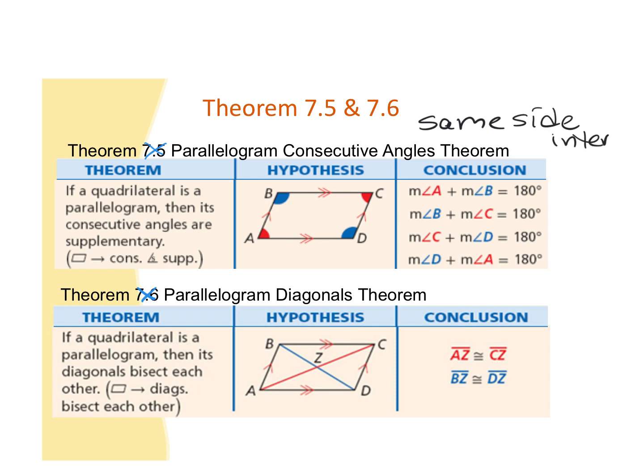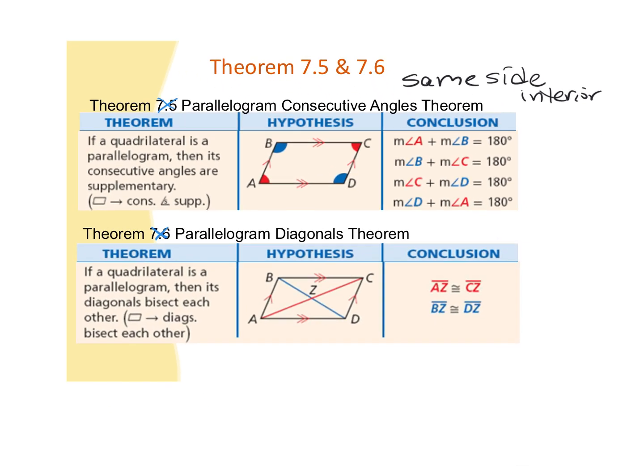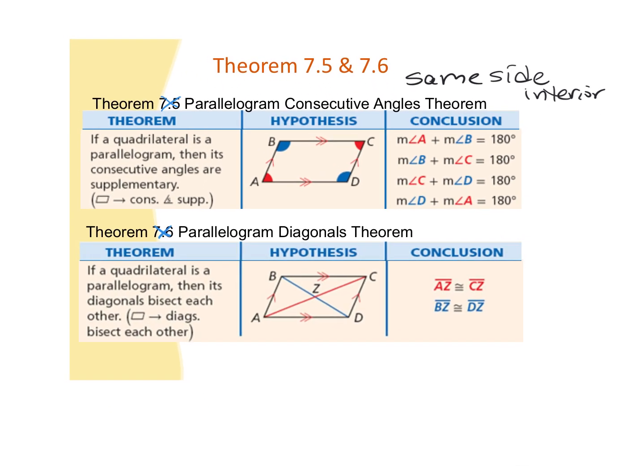And if you think about it, these angles on this same side, A and B together, or A and D together, are supplements, or C and D, or B and C. So we're using the parallel lines and then one of the other pair as transversals.